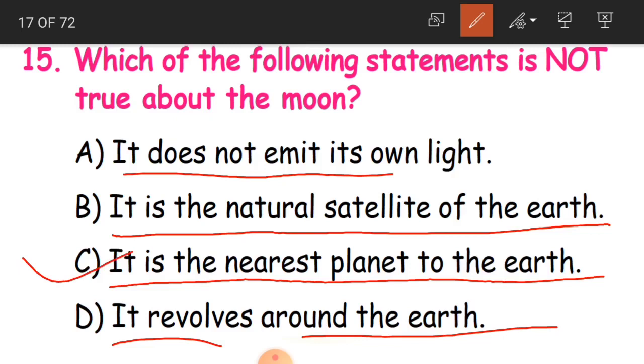It is the nearest planet of the world. First of all, moon is not a planet. It is a satellite, a natural satellite. So C is the answer. And the remaining three, A, B, D, these three statements are true about the moon. Okay, children?